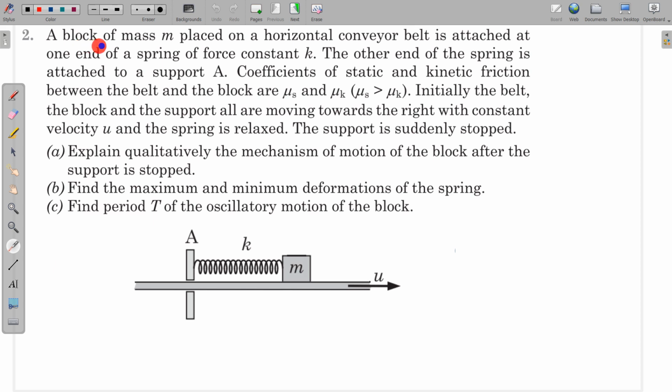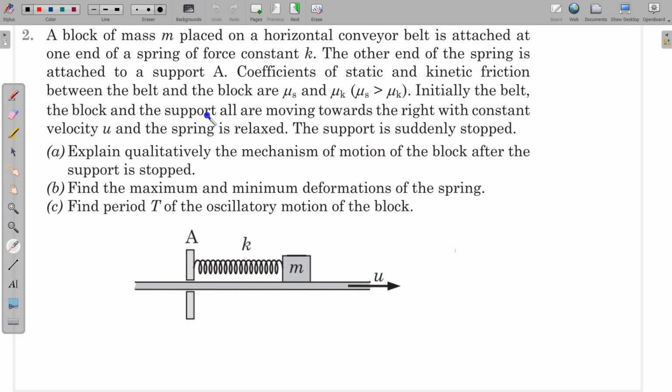In this question, a block of mass small m placed on a horizontal conveyor belt is attached at one end of a spring of force constant K. The other end of the spring is attached to a support A. Coefficients of static and kinetic friction between the belt and the block are mu s and mu k, where mu s is greater than mu k.